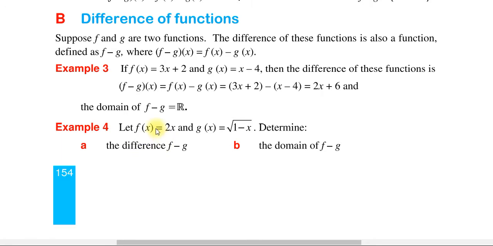Okay, and another example. Let f of x equal 2x and g of x equal the square root of 1 minus x. Determine the difference of f and g and the domain of f minus g.